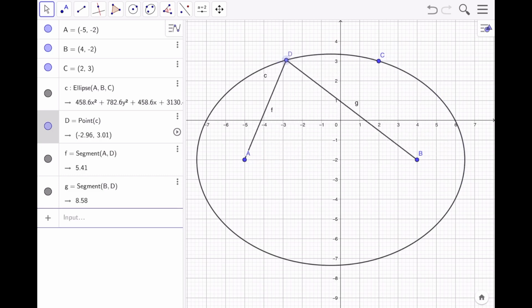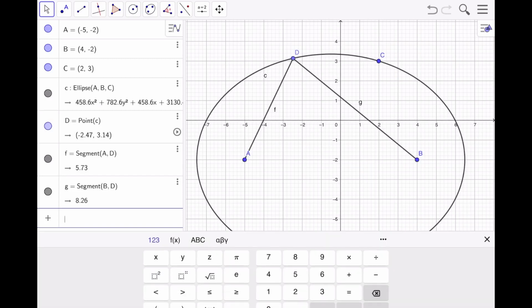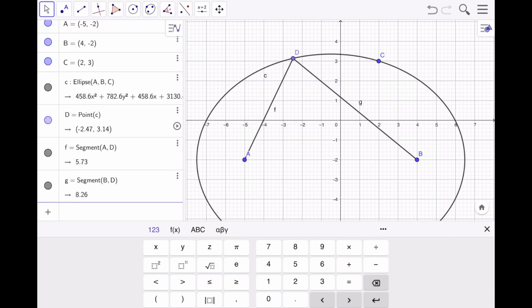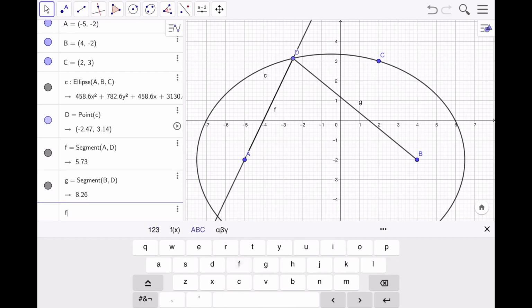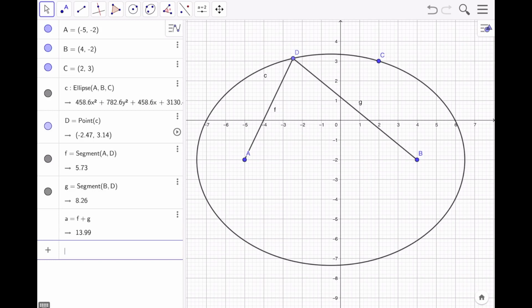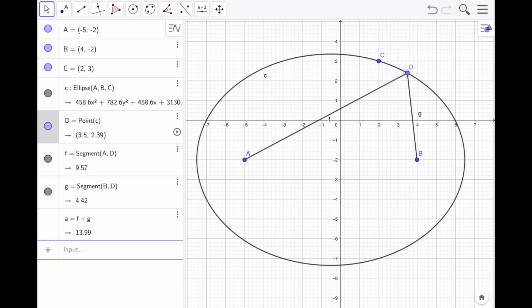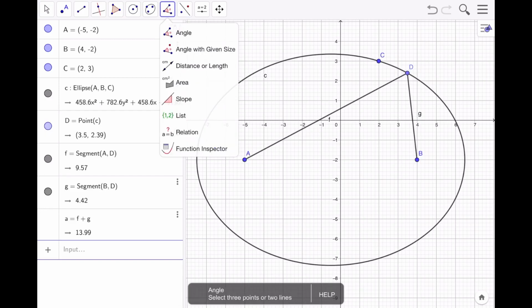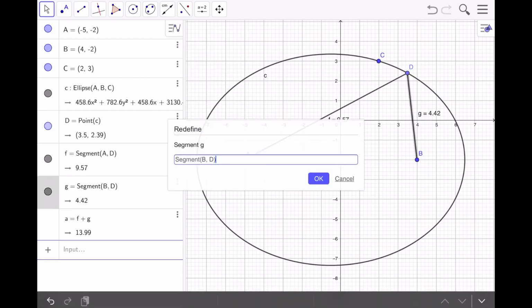And there's a special relationship between these line segments. So this program labeled them F and G. That's fine by me. All right, down here in this input line, I'm going to type in F plus G. So on my keyboard, F, and then plus G, and then enter. So notice here it says F plus G is 13.99. All right, let's move D around a little bit. So my distance changed. I can even add the measurements so we can see the measurements of both of these.